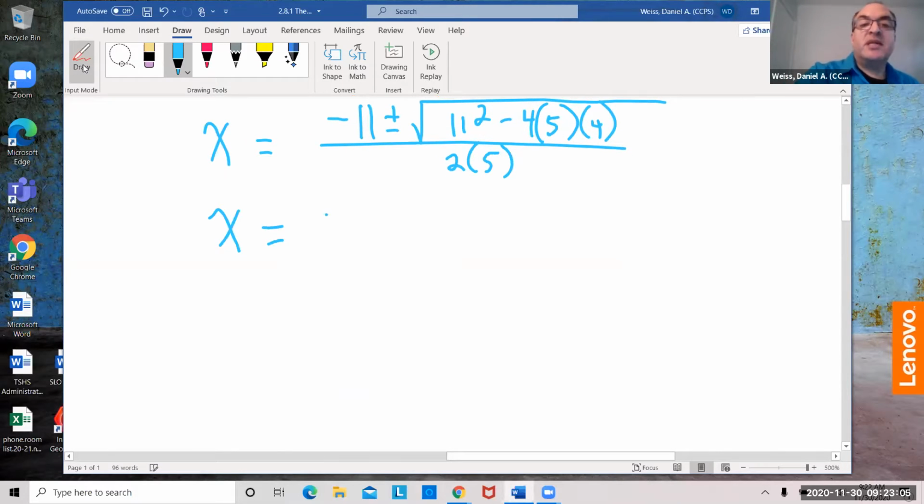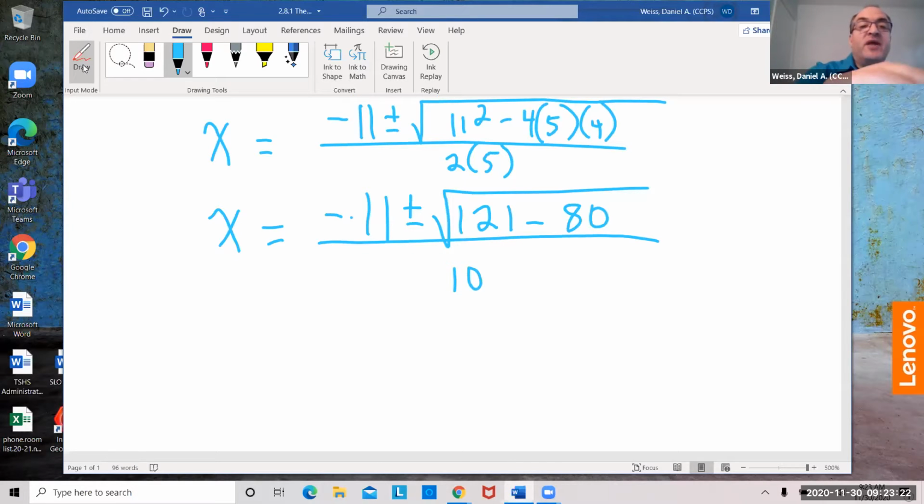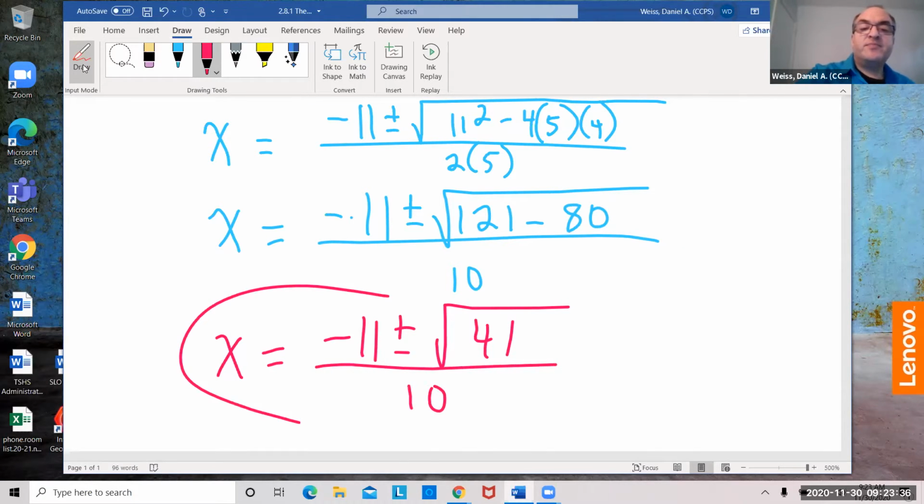X equals -11 plus or minus square root 121 minus 4 times 5 is 20 times 4 is 80, all over 10. And now finish. What's inside the square root? X equals -11 plus or minus square root 41 all over 10. Done.